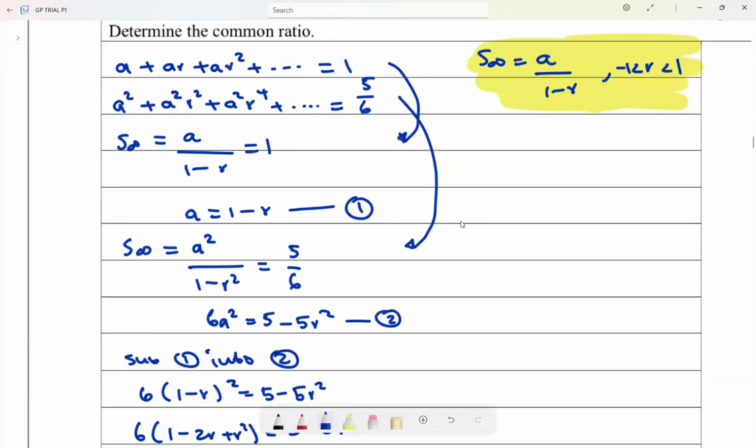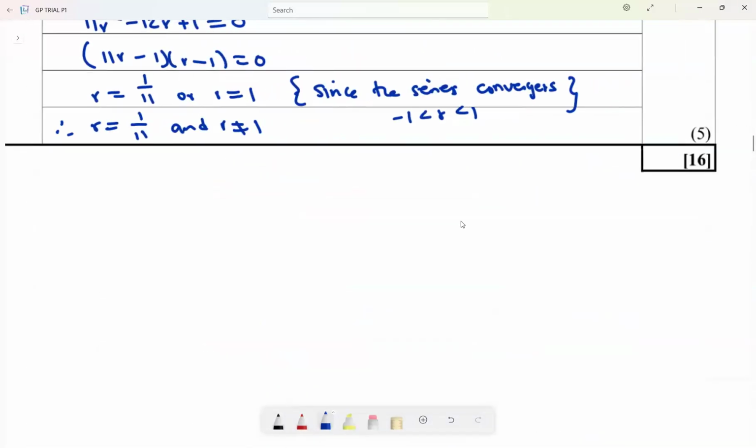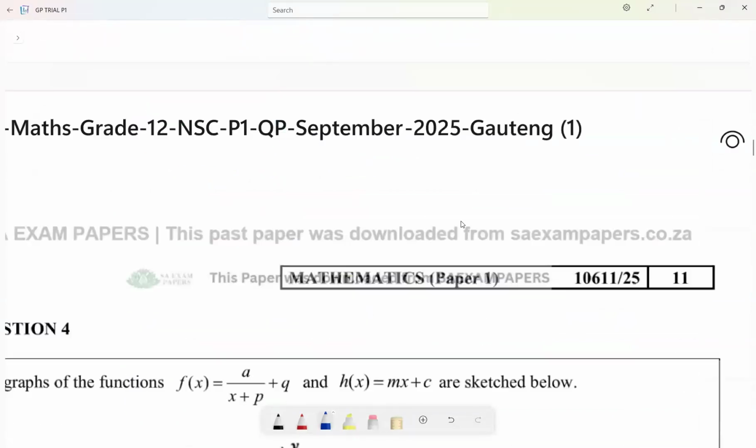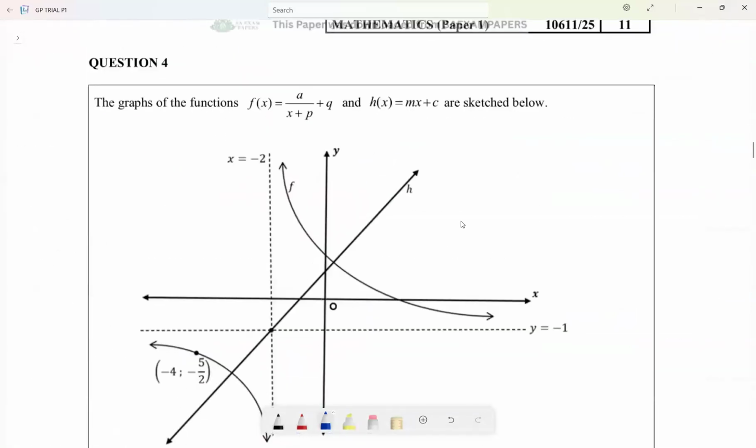Okay, not that difficult, not that bad. Let's move on. That was all for question 3. I think it was a beautiful one. It just needed you to know your applications.